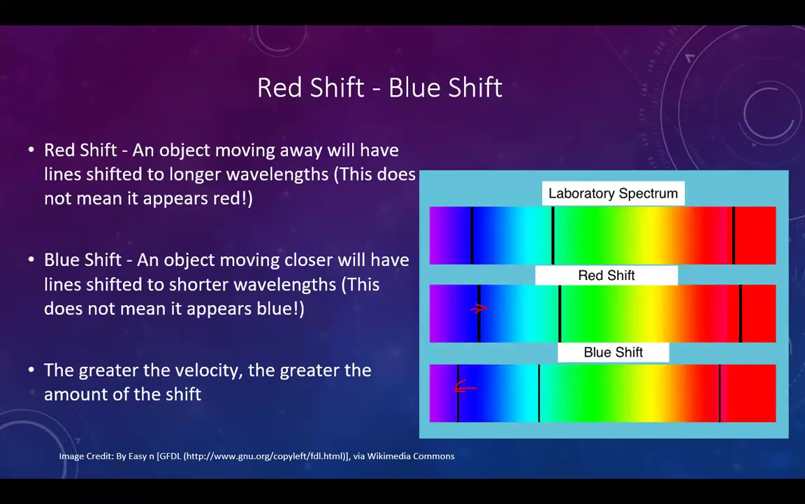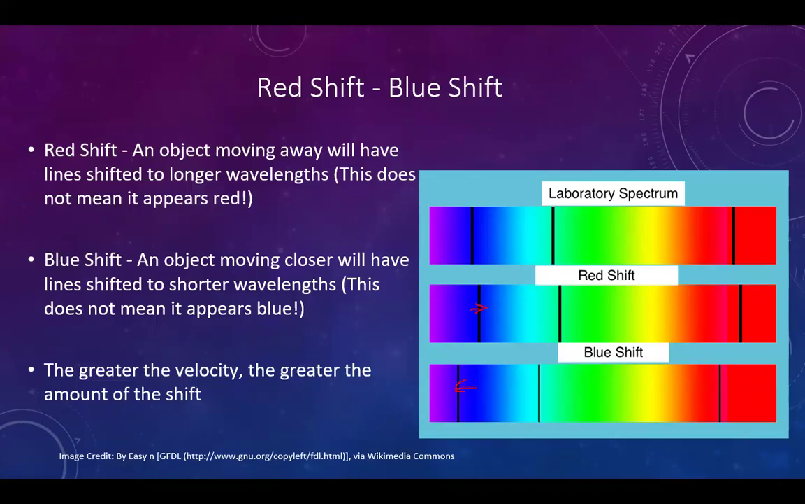So here's an example. Here's the spectrum you'd see in the lab. Here we have the spectrum redshifted. Unfortunately, here's the line here. It got cut off. I don't know why this is cutting off. Everything is shifted a little towards the red. And here is a blue shift. Everything is shifted a little towards the blue.